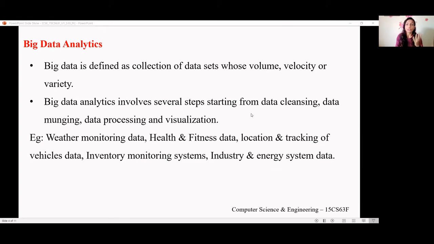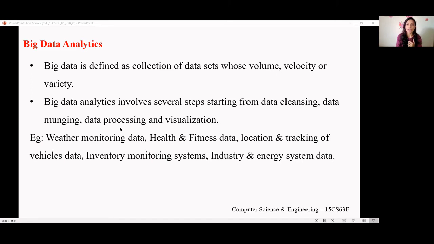Like I have a small part of data, your result sheet. I have to analyze it, and then maybe I can predict what will happen in the coming exam, and so on. Big data involves several steps starting from data cleansing, data munging, data processing, and visualization. Data cleansing means we'll get a lot of data, we don't need all of it, so we will filter it out. Then data munging means trying to understand which data might be helpful for me. Then processing that data, and afterwards I'll get some graphs for visualization to understand what is happening.